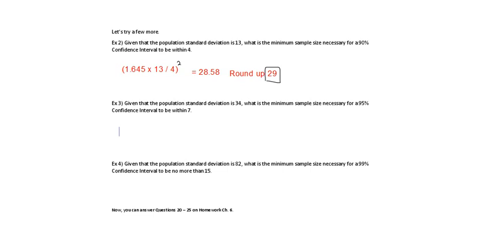It says, given that the population standard deviation is 34, what is the minimum sample size necessary for 95% to be within 7? Well, for 95%, the z-score is 1.96, times the standard, which is 34, divided by the error, which is 7. All right. And yes, we are going to square that. And we are going to put this in the calculator. And if you put it in the calculator, it becomes 90.63. But don't forget, we must round up. Round up. So the answer is 91.